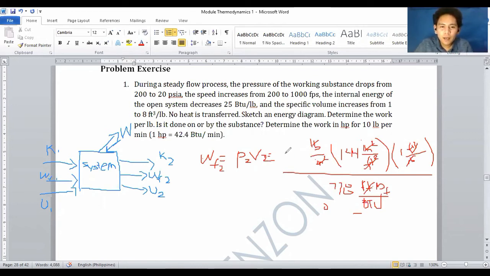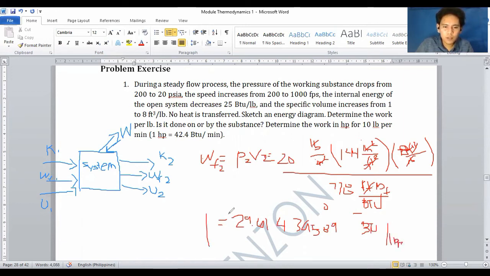work flow 2. Now this is a pressure 2, which is 20 PSI, times 144, and your 8, not 1.8 cubic feet per pound. And the answer is 144 times 8, which is equal to 29.61 BTU per pound mass. So this is your work flow 2. You have also to store it on your calculator for later use.